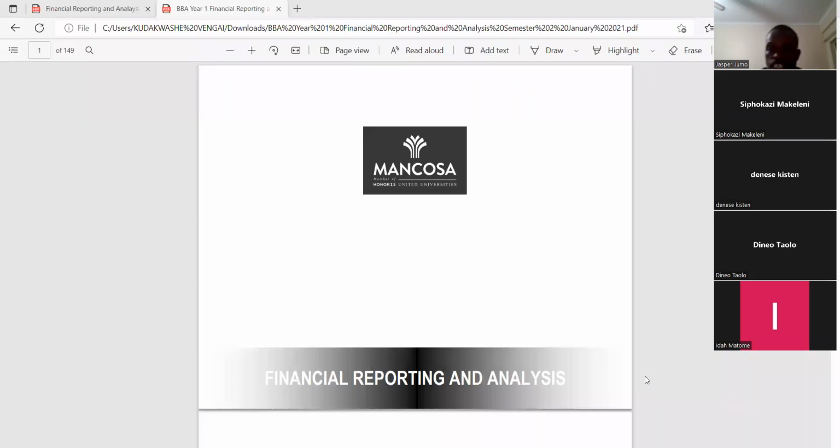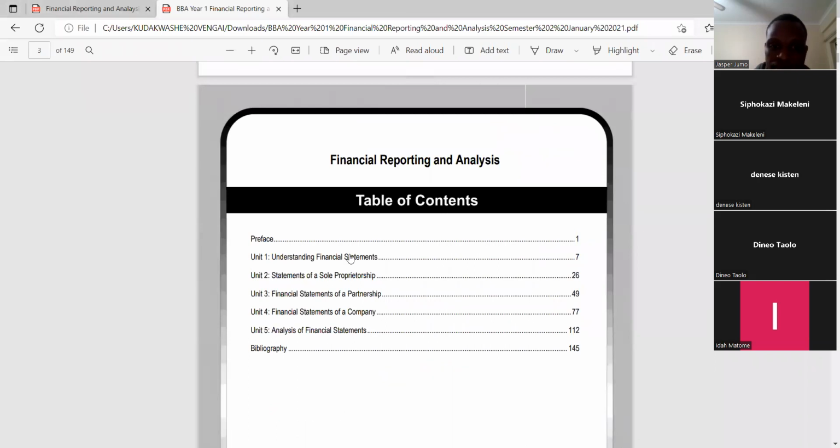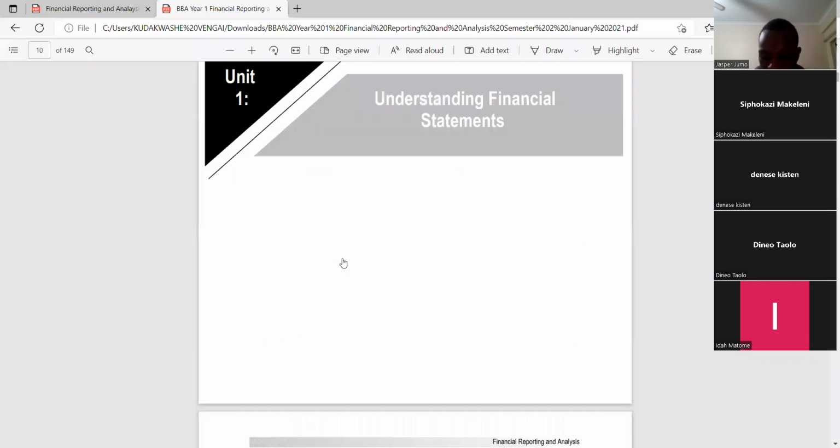So for today, we are now starting on your unit number 1, right? On your unit number 1, that's what we are doing today. So some of the aspects of unit number 1, we already covered in our last lecture, because remember last week we were doing an introduction. So unit number 1 says understanding financial statements. That's unit number 1, right?